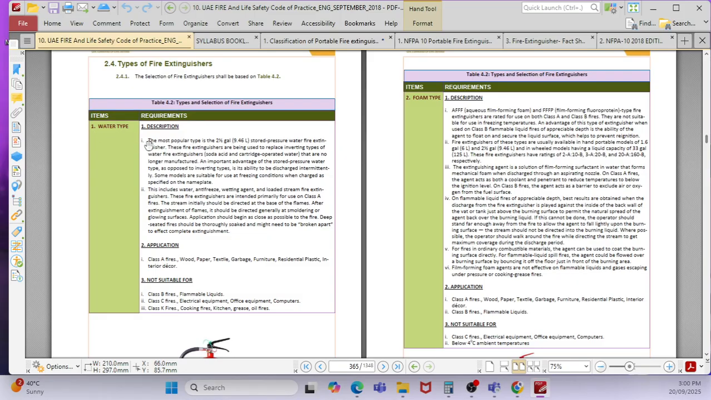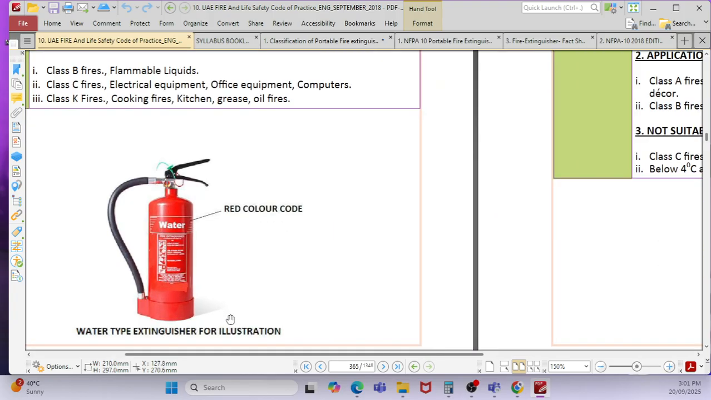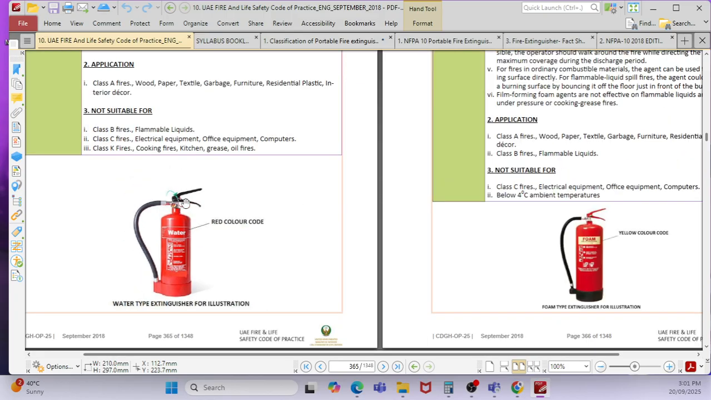So this water type, you can see how many gallons. Okay, so this is suitable for class A fires. So the fire extinguisher contains water. Okay, so here you can see that red color code. You can see this type of fire extinguisher. So whenever you go and see the fire extinguisher, you have a different color, right? Sometimes you see black color, sometimes you see yellow, sometimes you see blue.